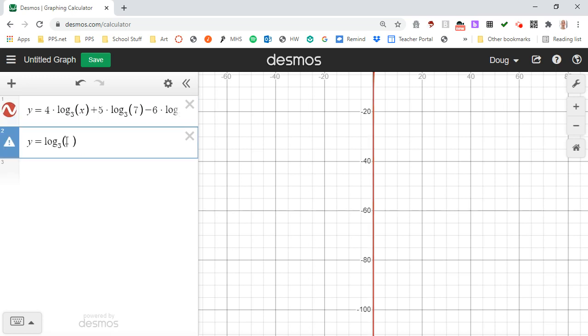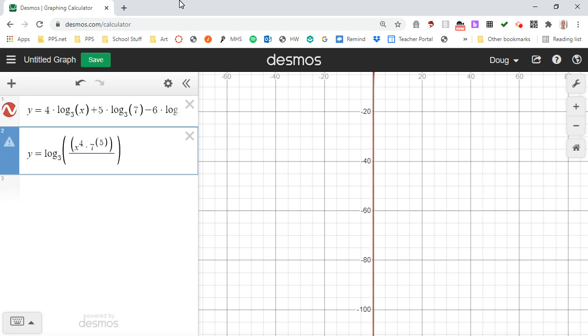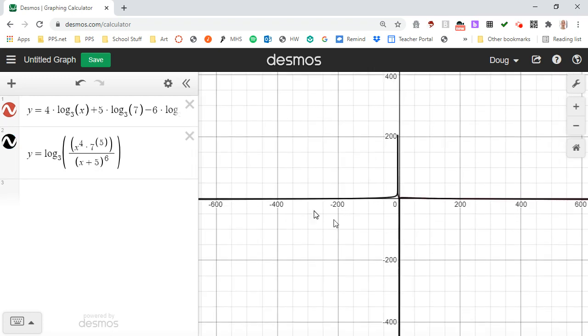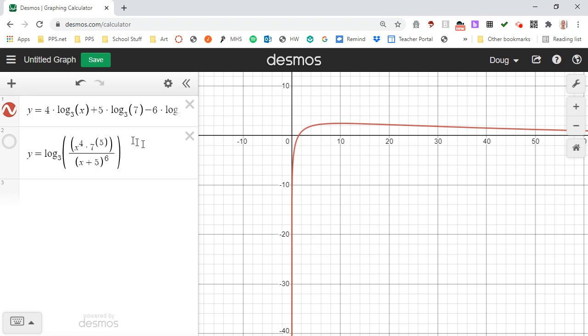So this is going to be x to the fourth times 7 to the fifth divided by the quantity x plus 5 to the sixth. And so here, there's our original red function there. So the original one.